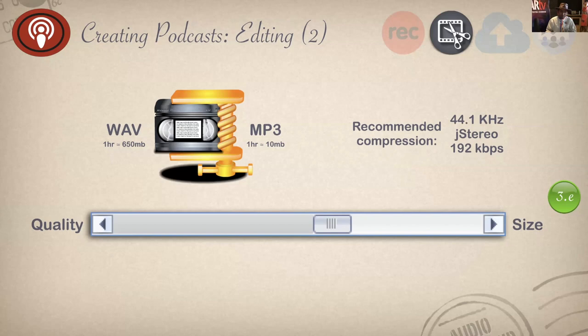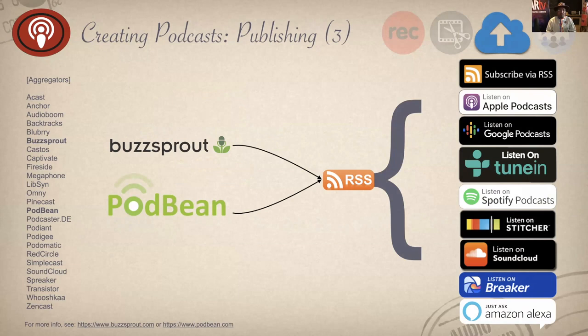So once you've created your audio file, then you want to use one of these many aggregators to post your podcast. The two that are my favorite are BuzzSprout and PodBean. They do have a free option where you can post podcasts for free, as long as your podcasts are not longer than, I think, 30 minutes and not more than one a day kind of thing. The advantage to using these aggregators to publish your podcast is that it then shows up in a lot of the popular podcast consuming platforms out there, like Apple Podcast, Google Podcast, TuneIn, Spotify, and it'll also be compatible to smart speakers like Alexa.